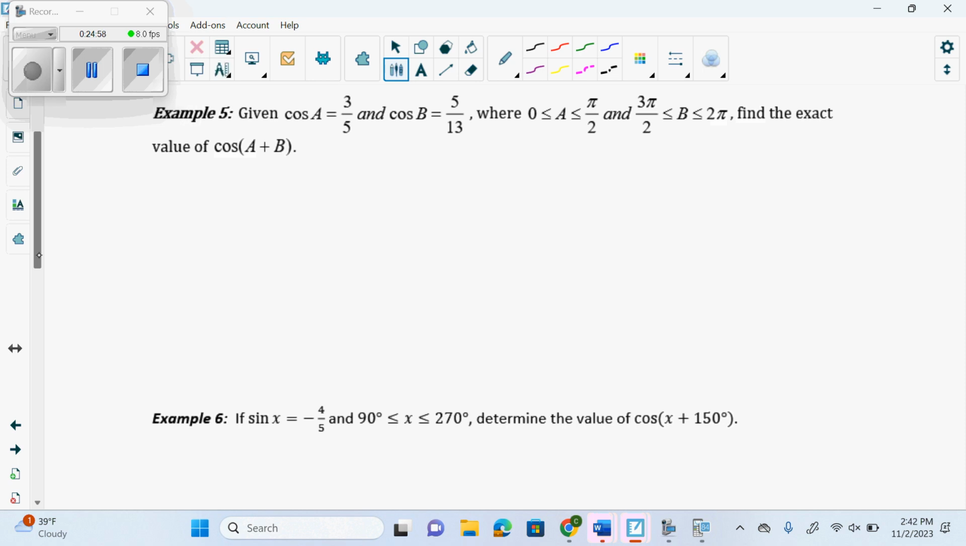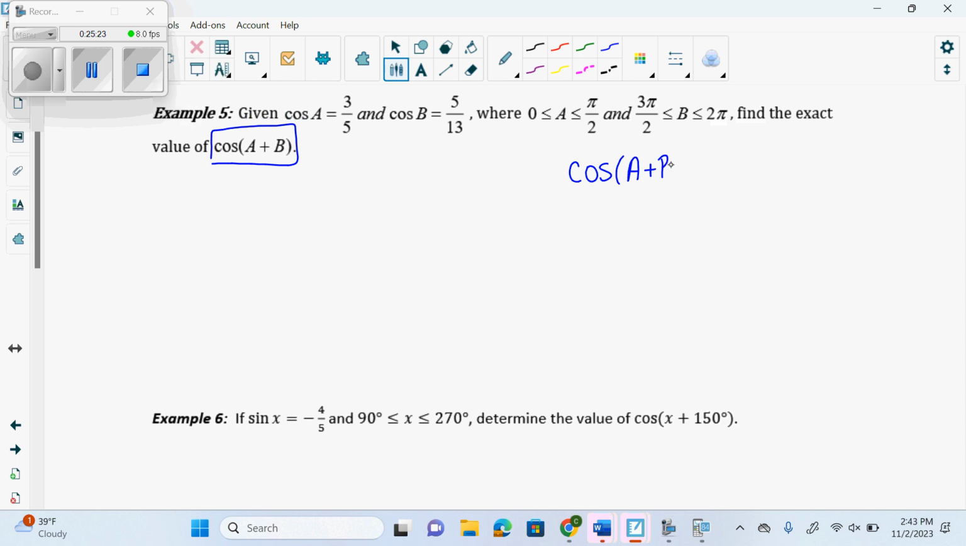So, these use chapter 4, but here it says, given cos A equals 3 over 5 and cos B equals 5 over 13, and A can be found between 0 and pi over 2, and B can be found between 3 pi over 2 and 2 pi, find the exact value of cos A plus B. I immediately draw to this. So I'm going to do this over here. Cos A plus B.